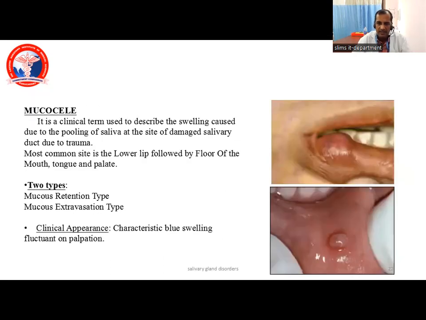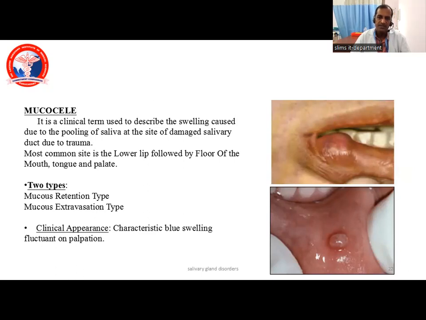And the other one is any obstruction can be due to mucocele. Mucocele is the swelling caused by a pooling of saliva at the site of the damaged accessory salivary gland due to trauma. Mostly seen in the lower lip, followed by the floor of the mouth, tongue, and the palate. These are the areas where mucocele most commonly occurs.